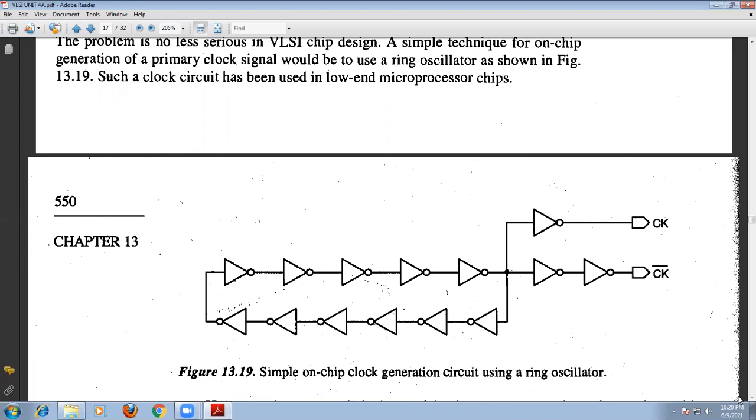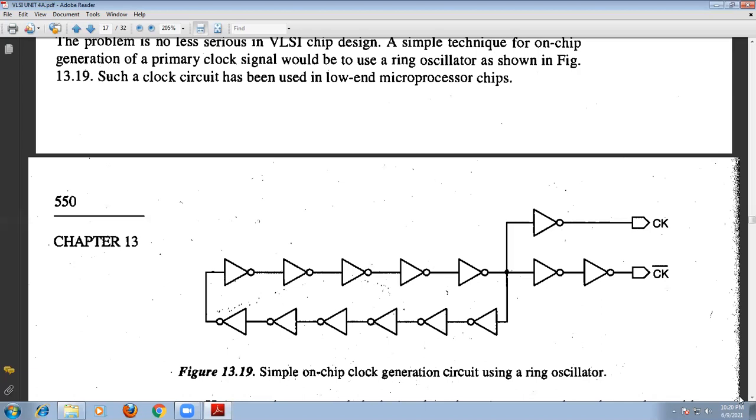But in practical clock signals, we have non-zero skew, there are noticeable rise and fall times, and the duty cycle also varies. So there is a difference between the ideal clock signals and the practical clock signals. These are the main things you have to remember.